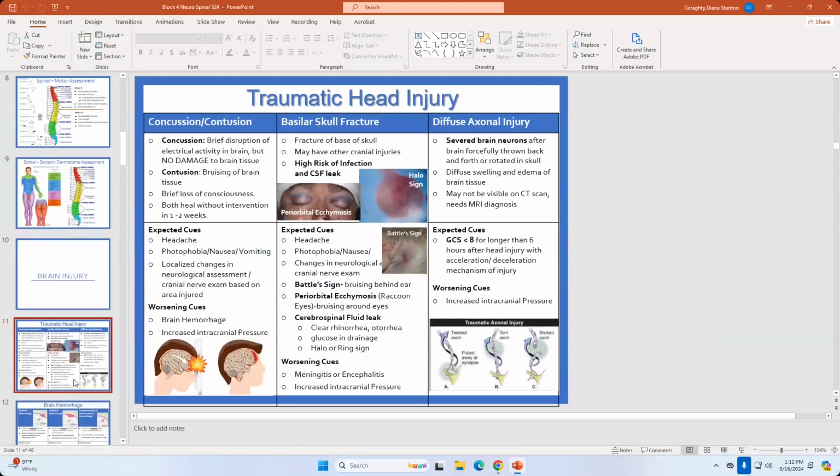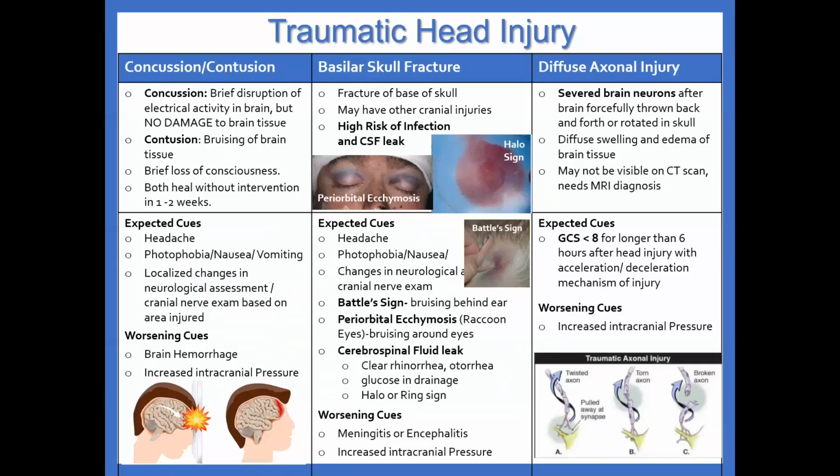So traumatic brain head injury, these are the 3 kinds of traumatic head injuries. Now you could have a lot of other kinds of head injuries attached to this one, but if you are going to smack your head against something or be hit in the head, these are probably the three things that are going to happen to you brain tissue injury wise, okay? So we're going to go through the expected cues and what makes them different from each other. But as you will notice, the worsening cues are mostly increased intracranial pressure. The worsening cues are the fact that your pressure in your skull is getting too high.